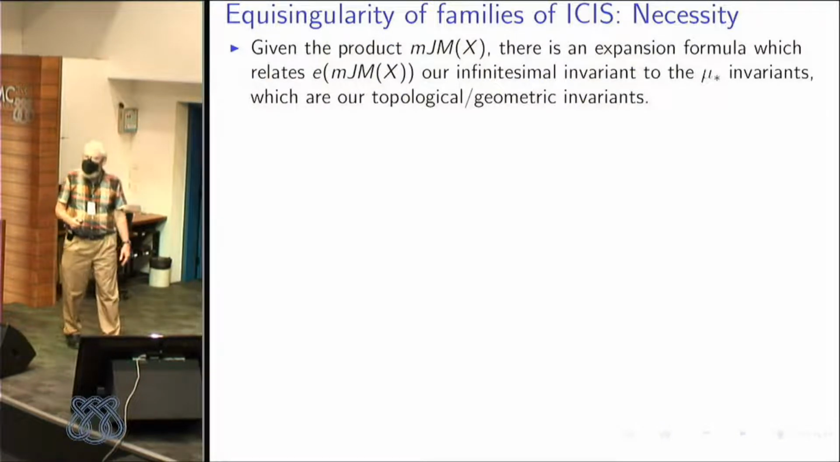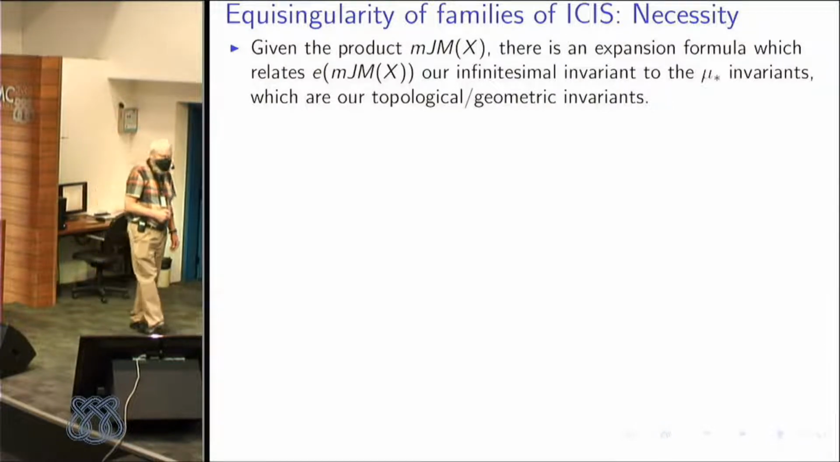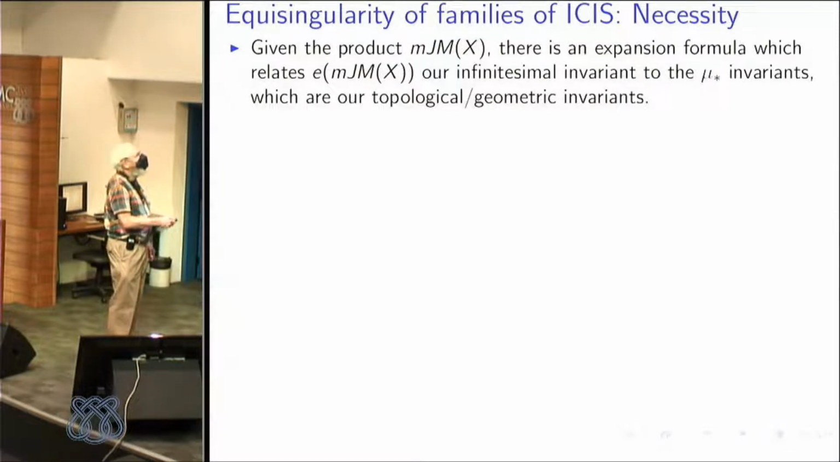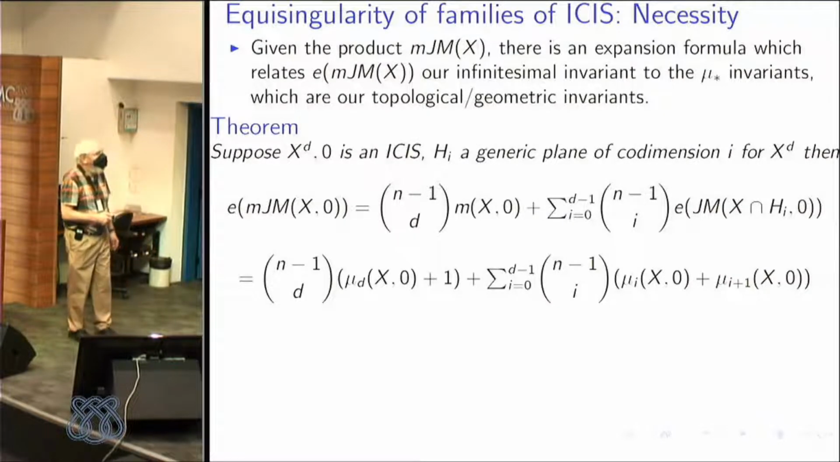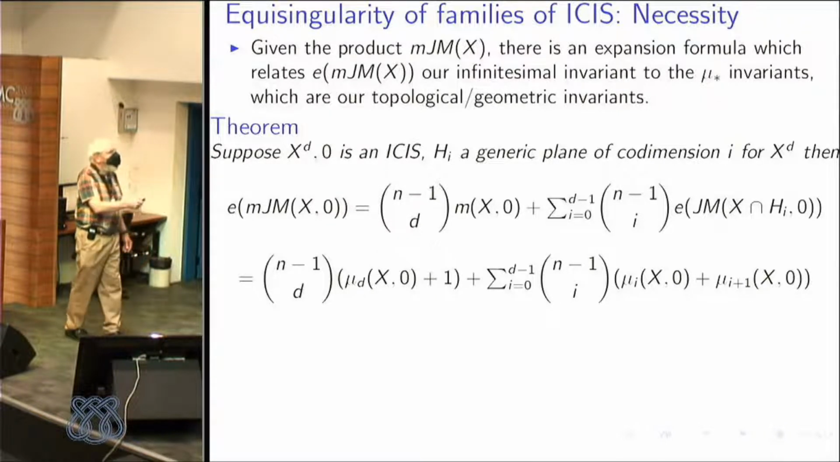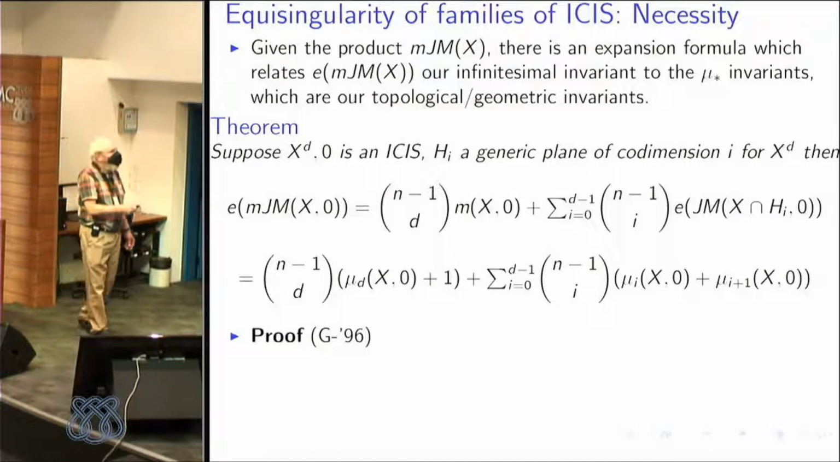So we have an expansion formula that relates the multiplicity of M times the Jacobian module to the mu star invariance. I don't know if we've done those yet, but these mu's here are the Milnor numbers of various sections we can take of X. And it turns out that we get the multiplicity of X plus the multiplicity of the Jacobian modules of these guys here. This brings in these mu star invariants. And that was in Gaffney 96.